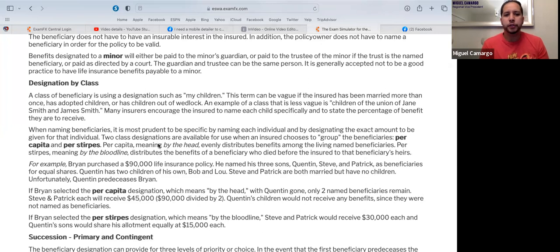A class of beneficiary is using designations such as "my children." The term is vague if the insured has been married more than once, has adopted children, or has children out of wedlock. An example of a class that is less vague: children of the union of Jane and James Smith. Many insurers encourage the insured to name all the children specifically and state the percentage of benefits that they will receive.